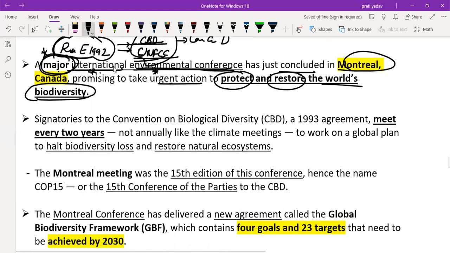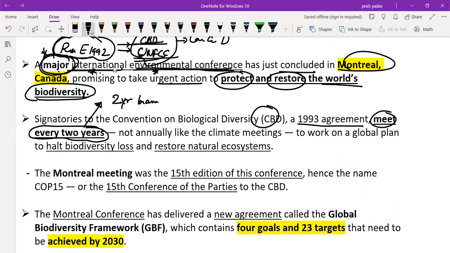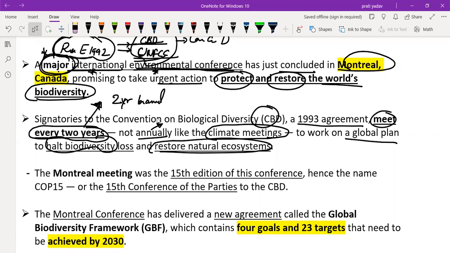Signatories to the CBD. CBD is a 1993 agreement. They meet every 2 years. Remember, the meeting of the CBD is held every 2 years, that is once in 2 years, biannual, not annually like the climate meeting. Most meetings are held annually, but the CBD is held biannually to work on a global plan to halt biodiversity loss and restore natural ecosystems. Whatever biodiversity loss has happened, they want to halt it at that level as well as restore the natural ecosystem. So this is the global plan of the signatories of the CBD. Remember the global plan: halt biodiversity loss and restore natural ecosystems.